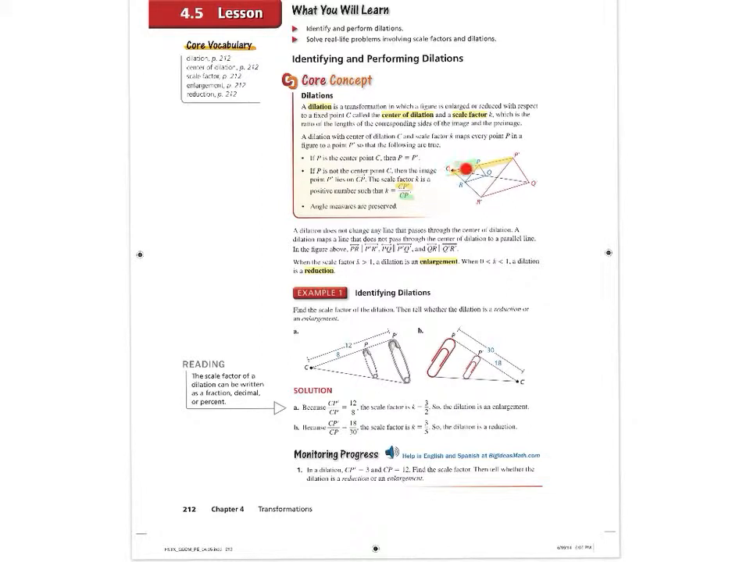And that ratio is constant for every segment. I could go from C to Q prime divided by C to Q, and that ratio will equal the same as this ratio. And I can do C to R prime divided by C to R, equal also to this ratio. Then our third property is angle measures are preserved. So angle measures do not change when I dilate, only side lengths.